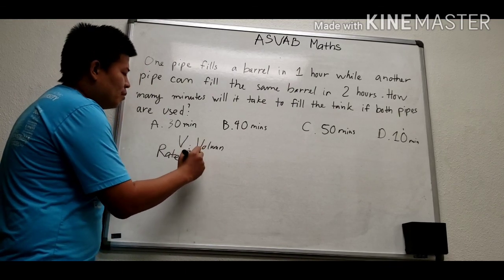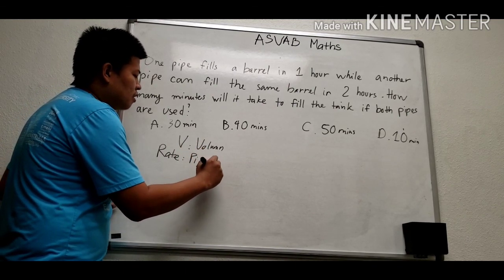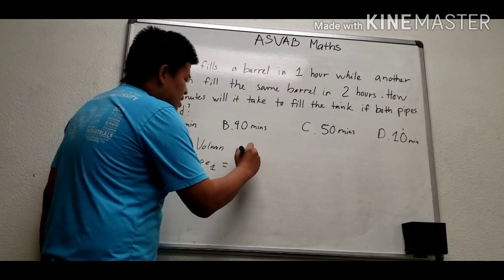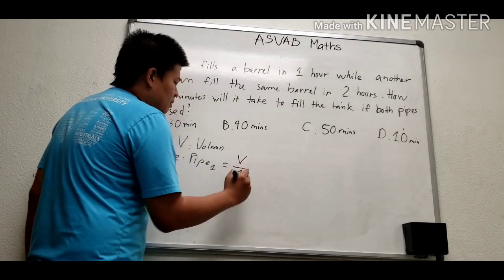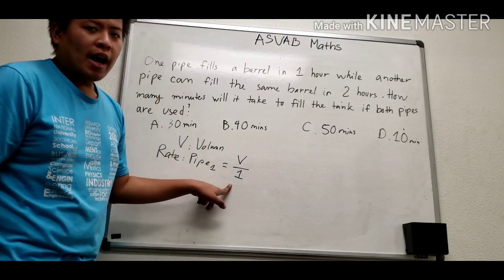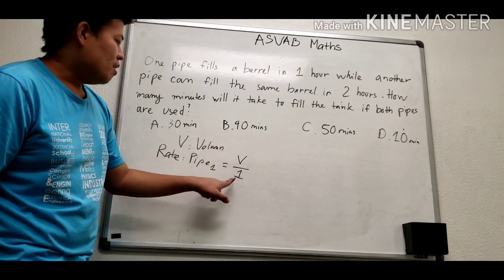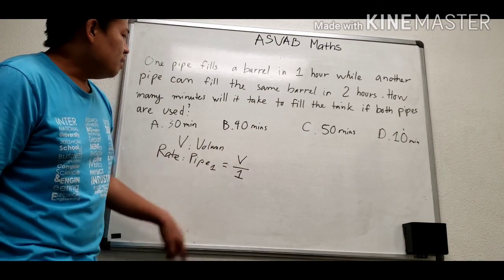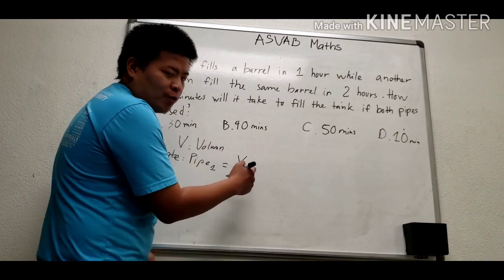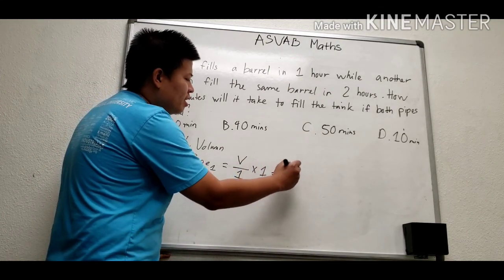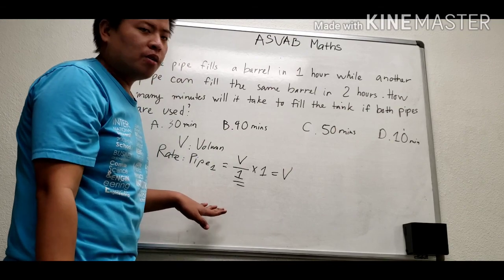So the pipe number 1, they can fill up by V divided by 1. Why we need to put it like that? Because we have volume divided by 1 hour. This means that after we use the rate, we multiply with 1. Then we got the V, the full volume in the barrel.